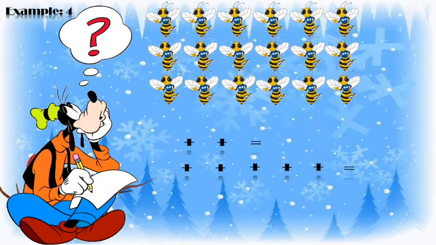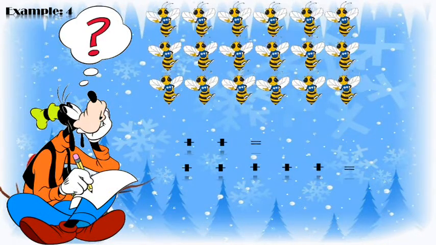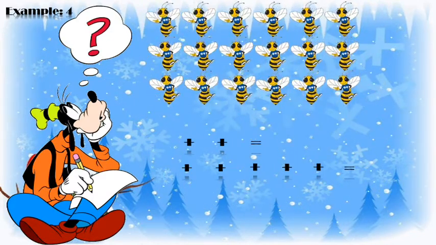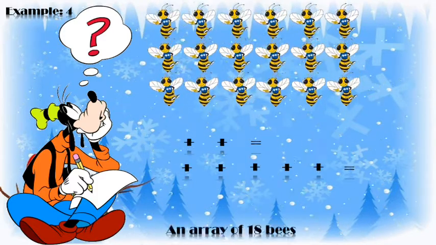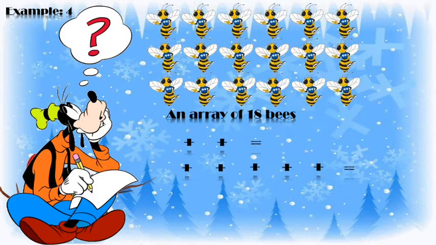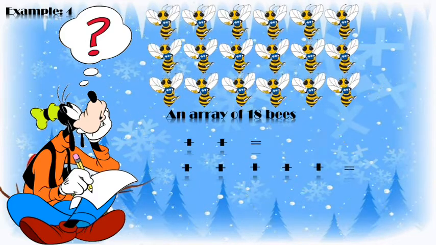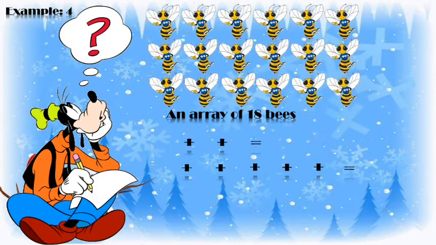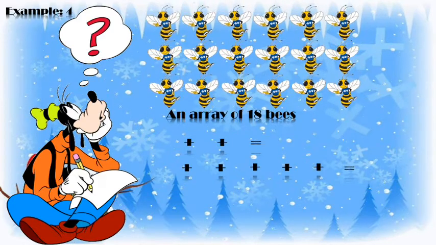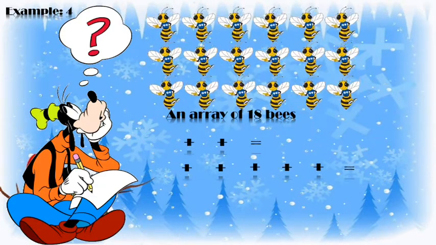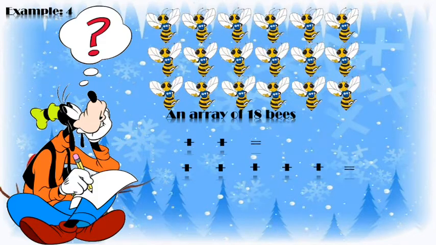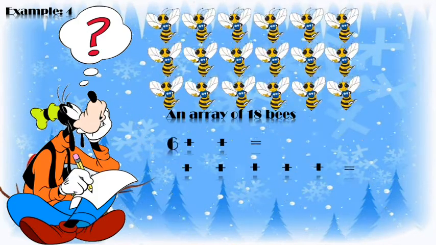Here is the last example where you need to help this Goofy to solve this number. So tell me what Goofy needs to do. Yes, at first this is an array of 18 bees, which means 3 rows, and in each row there are 6 bees, or 6 columns. In each column there are 3 bees. So this is how Goofy needs to write the sentence.